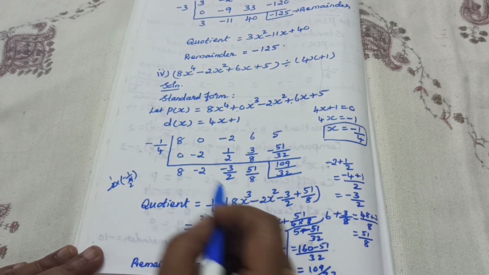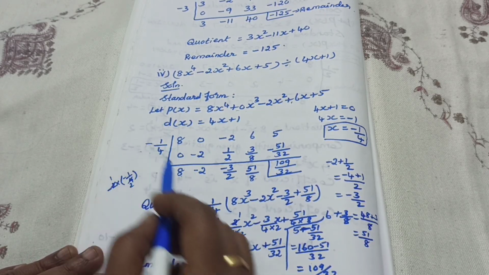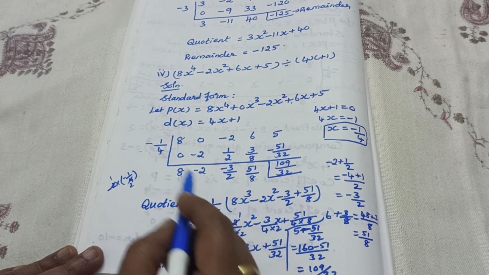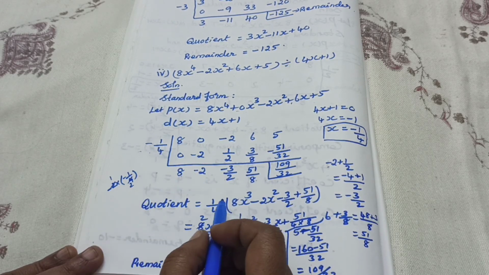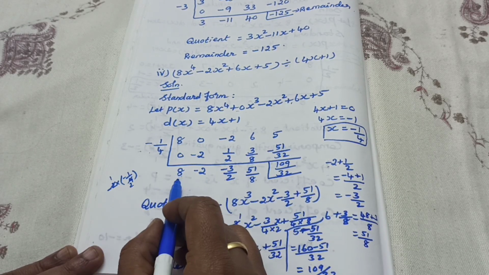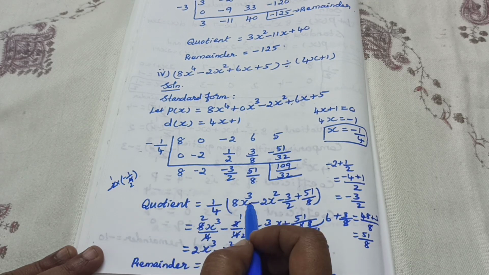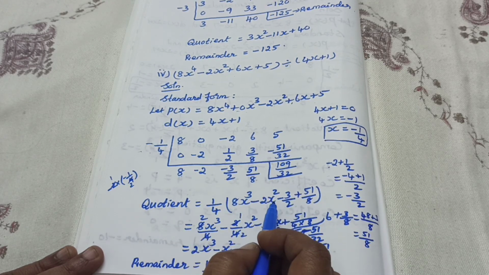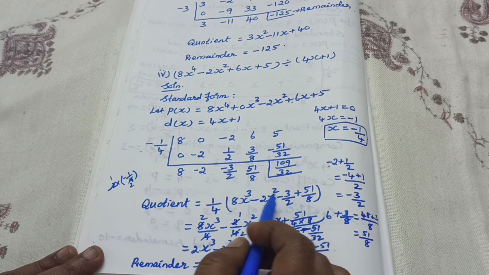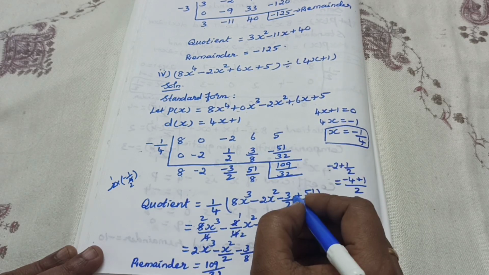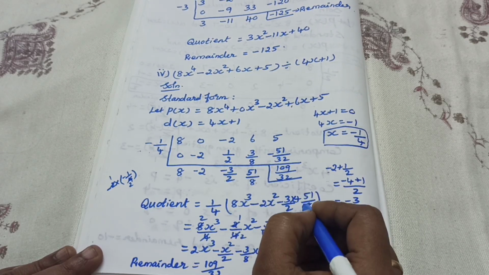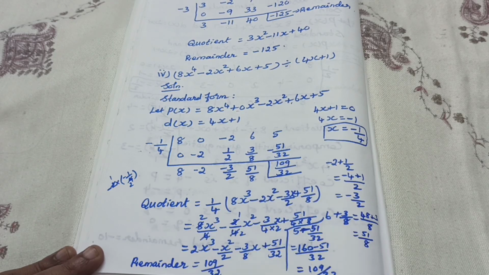Quotient is equal to this, 1 by 4 you should take. You should not take this minus. Then 1 by 4 only you should take, 1 by 4 into this quotient: 8x cube minus 2x square minus 3 by 2x plus 51 divided by 8.